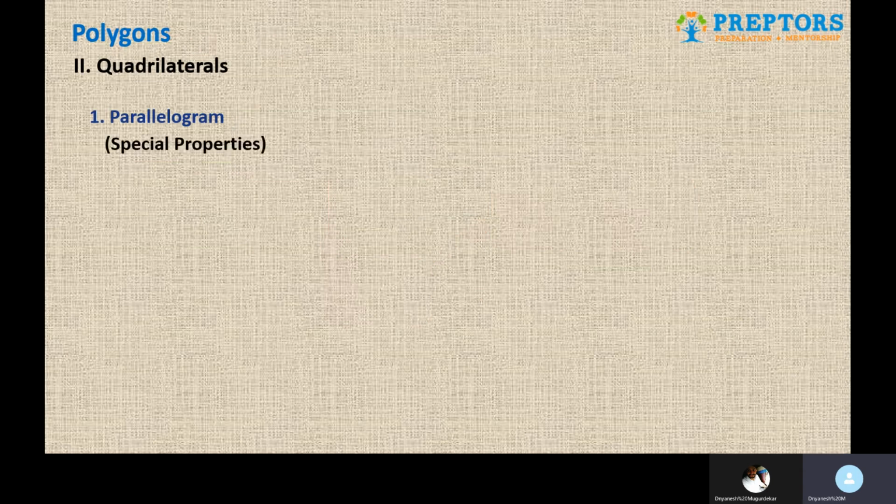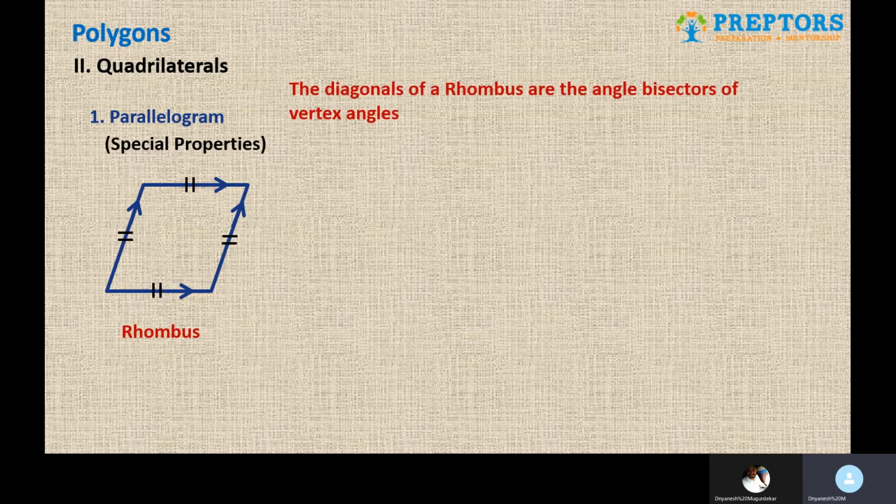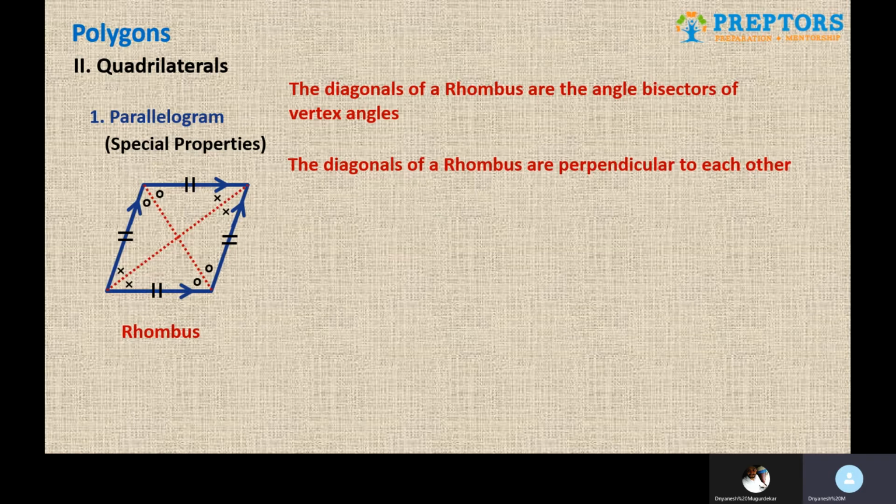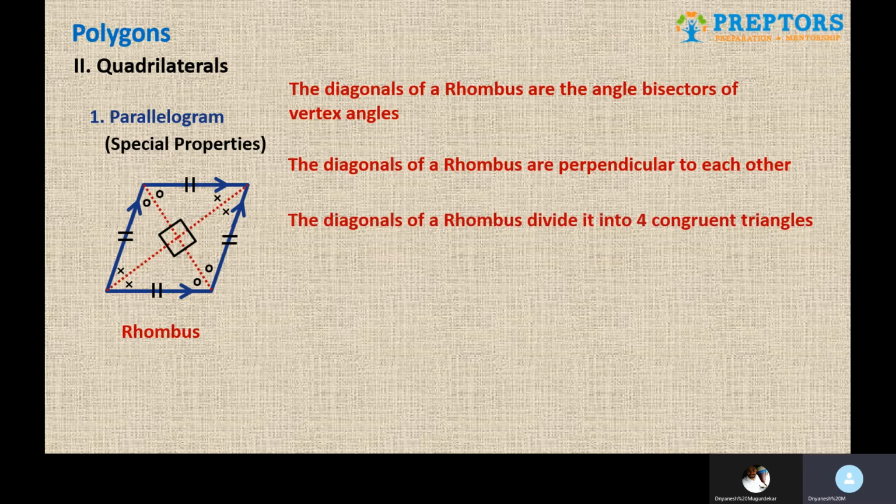Okay, let's start with the classification of parallelogram. The first one, where all the sides are equal, you get a rhombus, and the properties of rhombus are as follows. The first one, the diagonals of a rhombus are the angle bisectors of the vertex angle. So they divide the vertex angle into two equal angles. The second one, the diagonals of the rhombus are perpendicular to each other, so they intersect at 90 degrees. The diagonals of a rhombus also divide the rhombus into four congruent triangles. So these four triangles which have been highlighted right now in the diagram will be congruent triangles. Their angles, their sides, they all are equal.